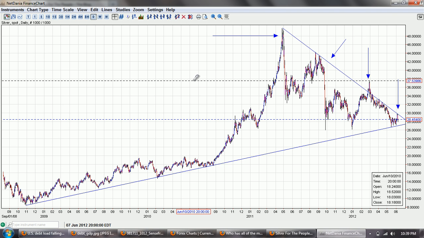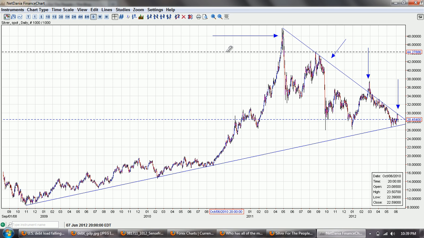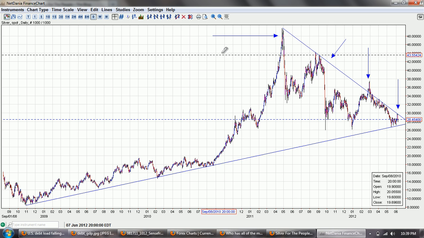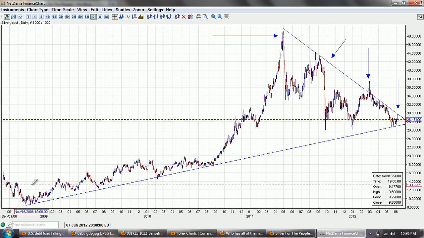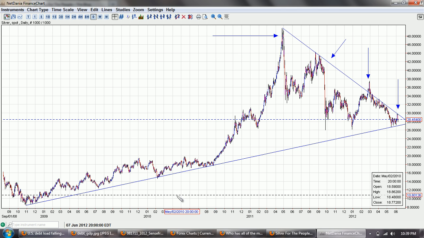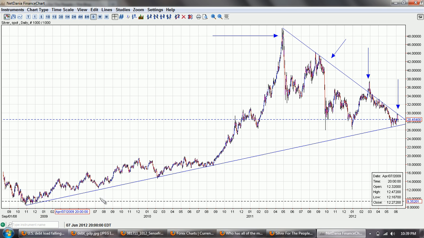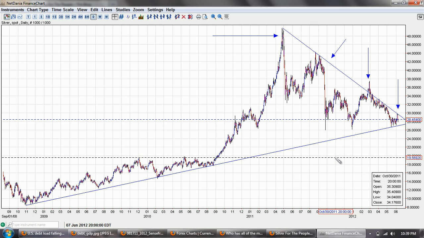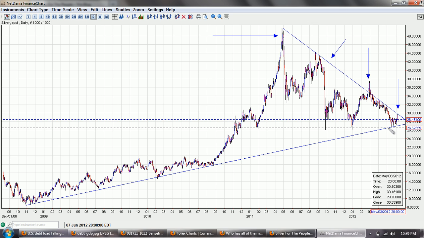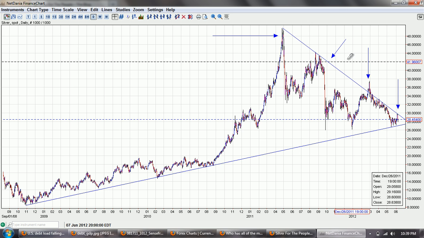This is the daily chart provided by netdania.com. You can click on the link below. And I've drawn in the two major trend lines, of course, the one from the 2008 bottom and very close to 5 or 6 touch points, especially with the latest here lining up with it.